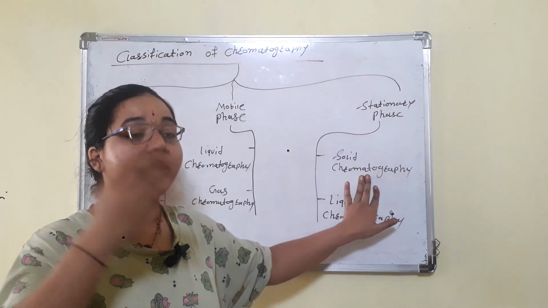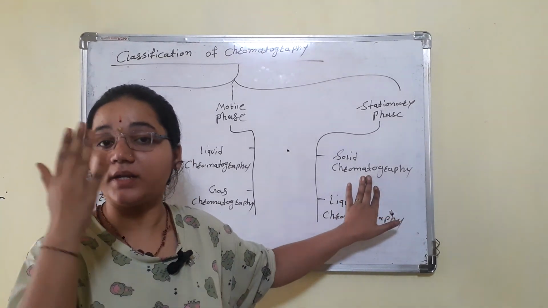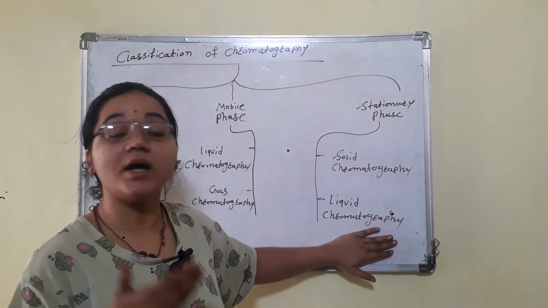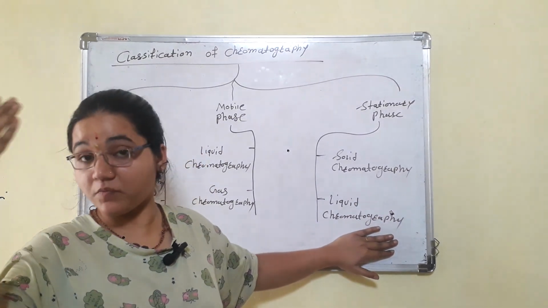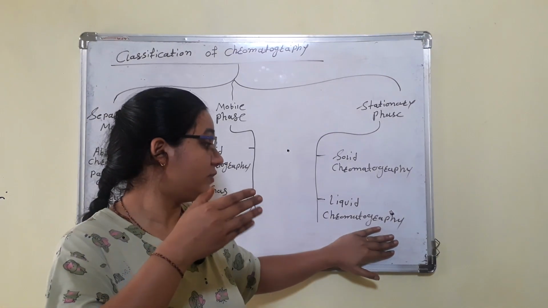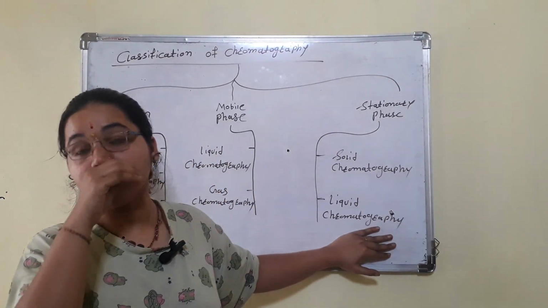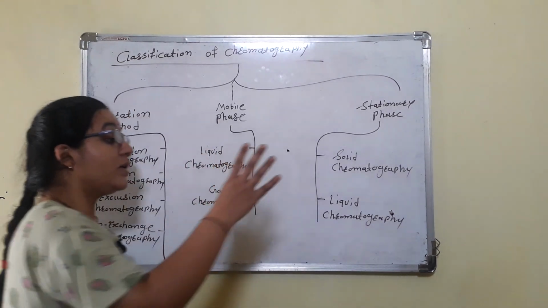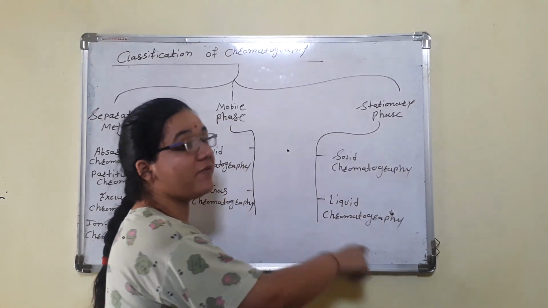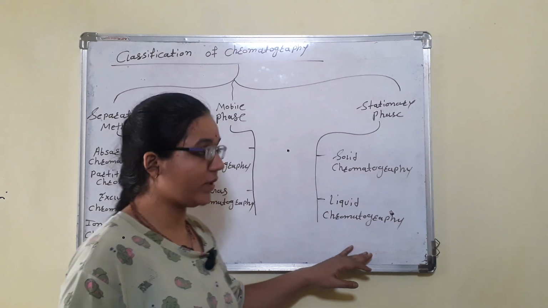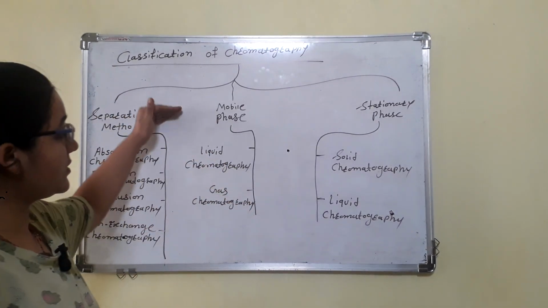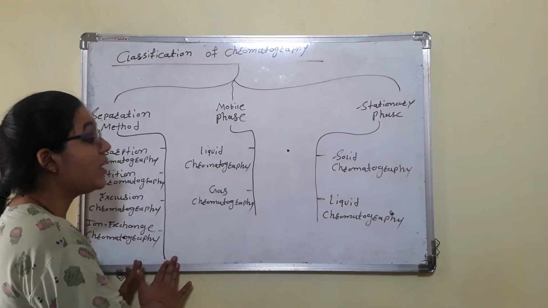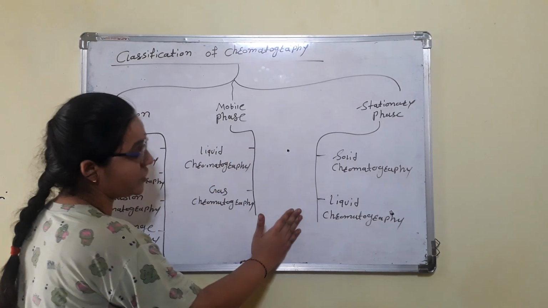And in liquid chromatography, different types of components are also separated with the help of the interaction between the two phases, and both the stationary and mobile phase are liquid. I hope you understand. This is the basic classification of chromatography, and it is very important because without this classification, components cannot be separated. I hope you understand.